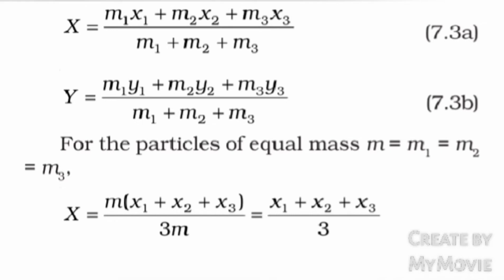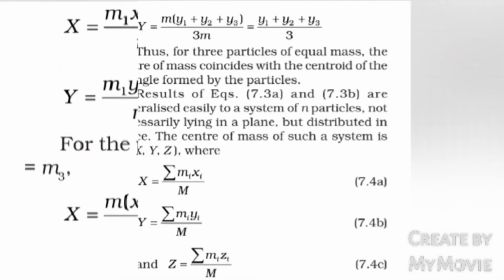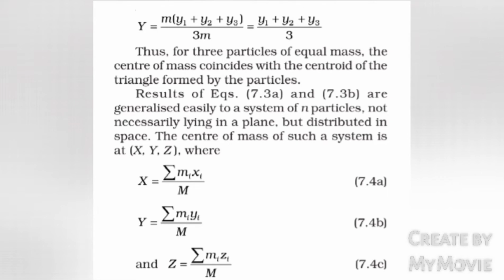For particles of equal masses, m equals m1 equals m2 equals m3, x equals m into (x1 plus x2 plus x3) divided by 3m, which equals (x1 plus x2 plus x3) by 3. y equals m into (y1 plus y2 plus y3) divided by 3m, which equals (y1 plus y2 plus y3) by 3. Thus, for three particles of equal mass, the center of mass coincides with the centroid of the triangle formed by the particles.